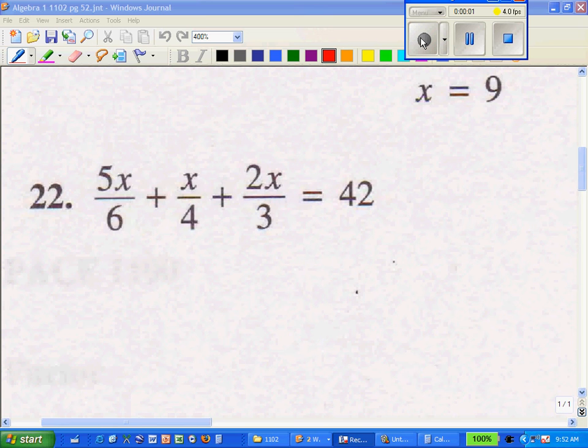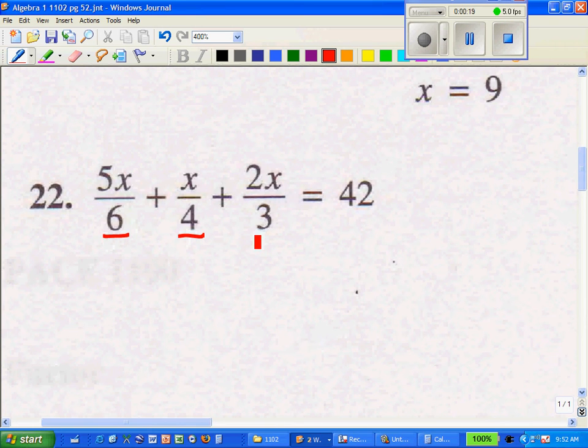Okay, so very few people like working with fractions, and there's a little trick that you can do to get rid of the fractions so that you don't have to work with fractions. And the trick is finding the common denominator and multiplying all the terms by the common denominator. What would be the common denominator here?